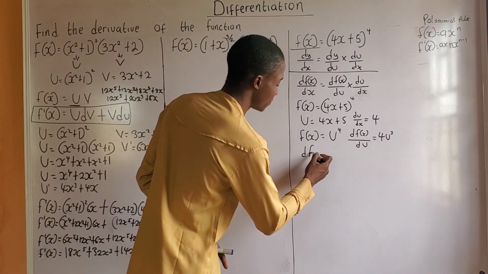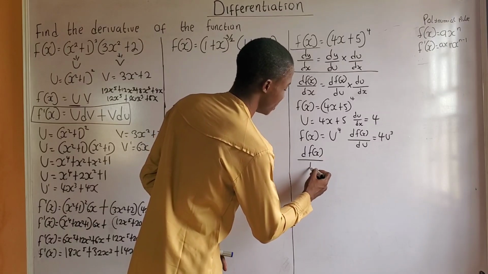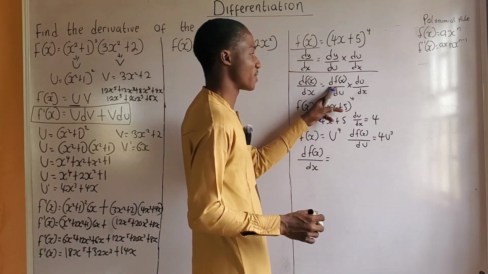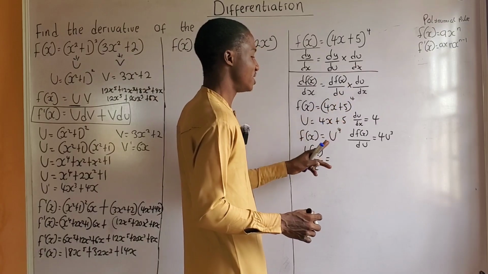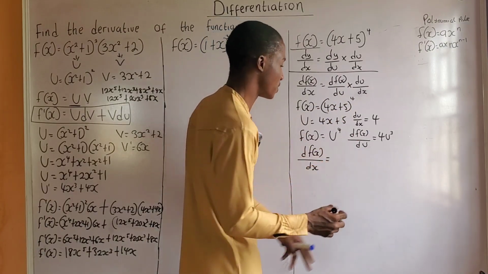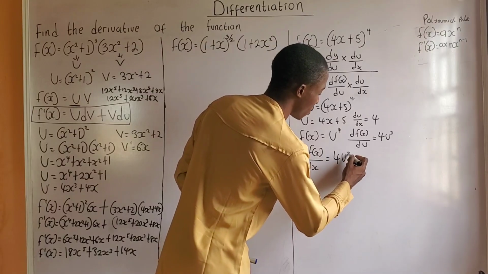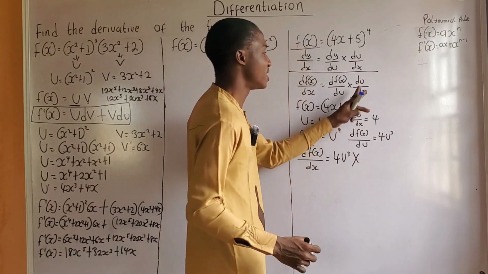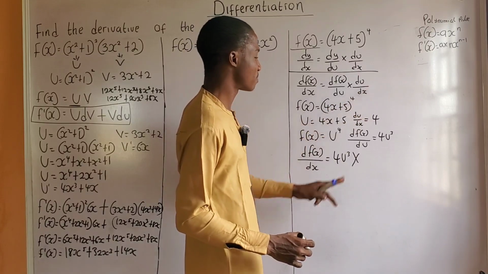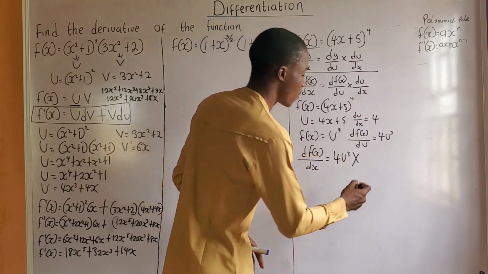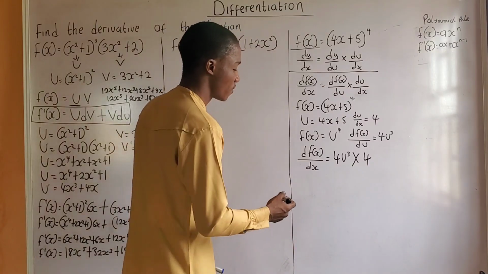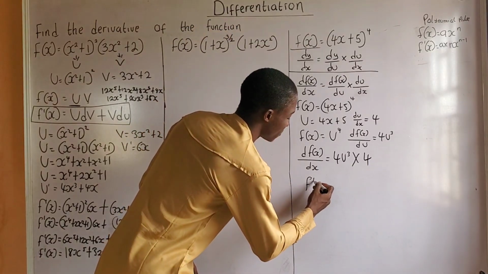Okay, now let's go back to the formula. The derivative of f of x all over dx will be equals to the derivative of f of x all over du, which is equals to 4u raised to the power of 3. So I'm going to have 4u to the power of 3 multiplied by the derivative of u with respect to x. Derivative of u with respect to x is 4. So I'm going to have 4u raised to the power 3 multiplied by 4. You can see that it's simple. So from this point, I'm going to have derivative of f of x.